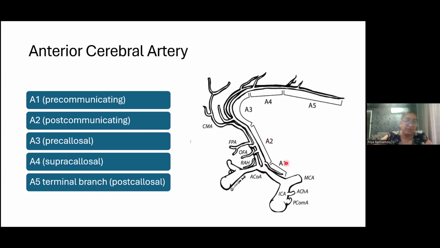So A1, pre-communicating, we see ACOM. A2, your post-communicating. And then A3 is your pre-callosal. And what happens here is that we're now moving. A3 starts from our callosomarginal artery. It goes around the genu of the corpus callosum to the superior surface, about 3 centimeters posterior to the genu. That is A3, or your pre-callosal. And then now we're on top of our callosum. That's your supracallosal, and it ends as A5, your post-callosal.